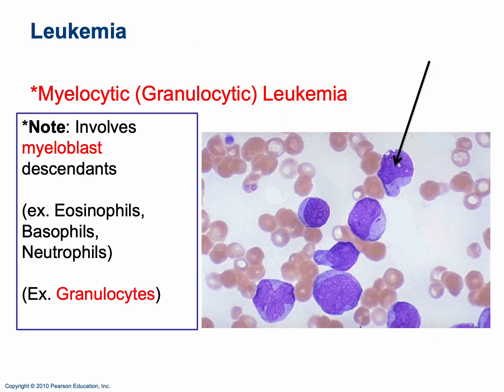Another type of leukemia is the myelocytic, granulocytic leukemia type. Again, this could be acute or chronic. And this picture is showing someone that has this, and it's usually going to be a significant increase in eosinophils, basophils, or neutrophils. The picture is pointing to some of these various cells that, again, are kind of stuck in this intermediate stage of development.